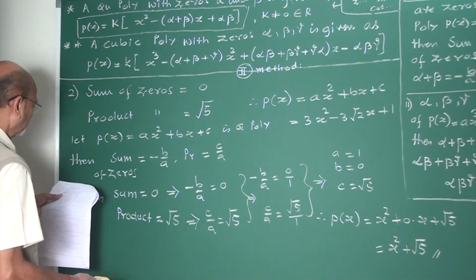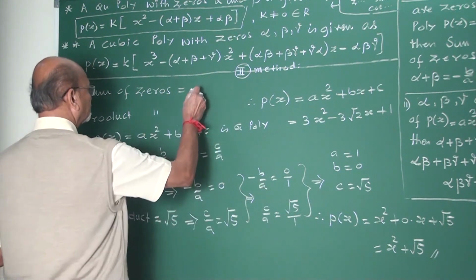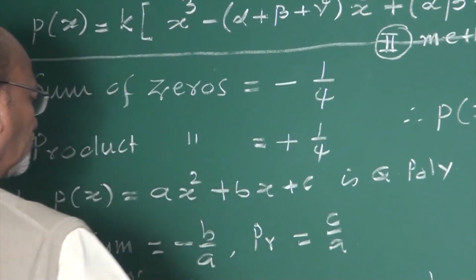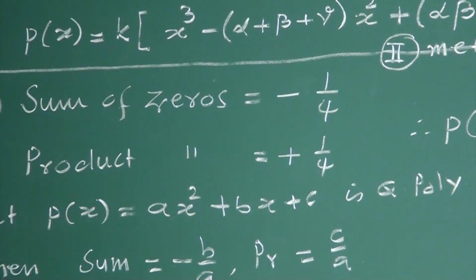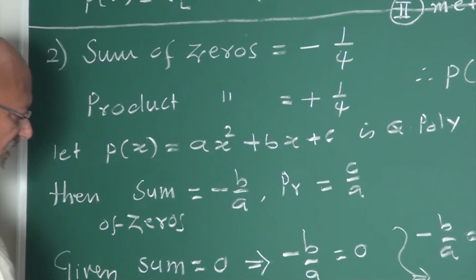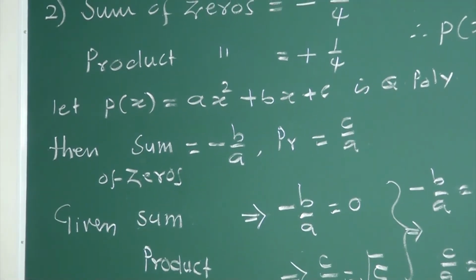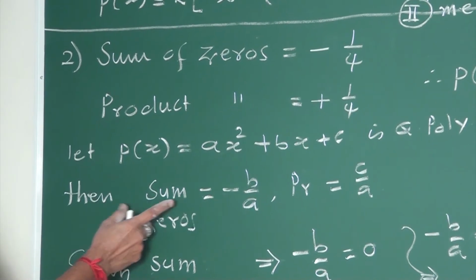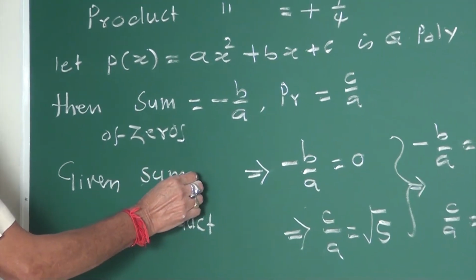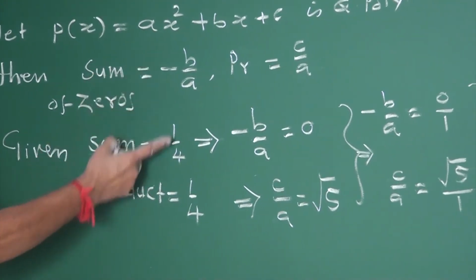Next example: the sum is minus 1 by 4 and the product is plus 1 by 4. Yes, my friend. This is minus 1 by 4 and its product is plus 1 by 4. Anyway, my friends, I've written it here. Okay, yes. Let P(x) equal to this be the quadratic polynomial. Then these are the relations: sum of the zeros, product of the zeros. But given, the sum of the zeros is minus 1 by 4, and the product is plus 1 by 4.